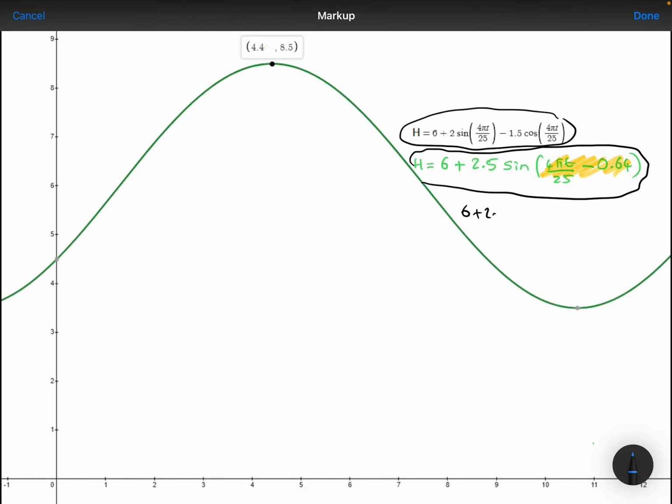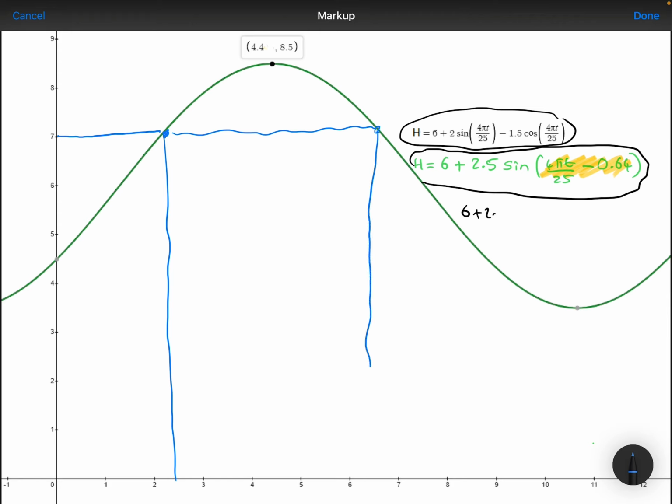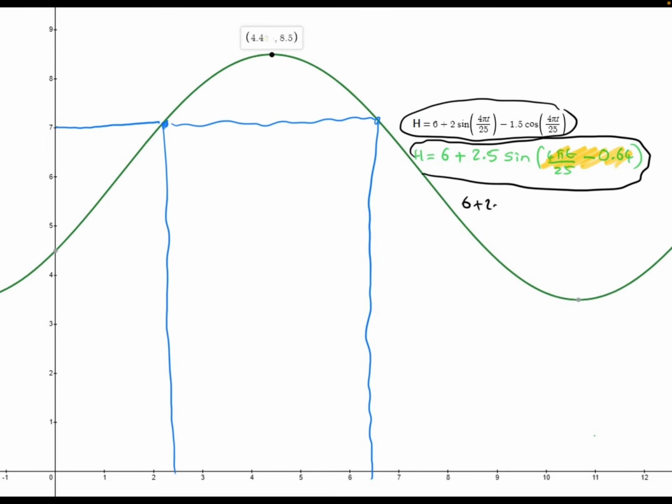We also used that to find when the height was going to equal 7. So the height here being 7, reading across, you can see we get the values of t as being the 2 hours and 5 minutes and the 6 hours and 42 minutes. So that is how we can use trigonometric functions to model situations that can be assumed to be repetitive and oscillating.